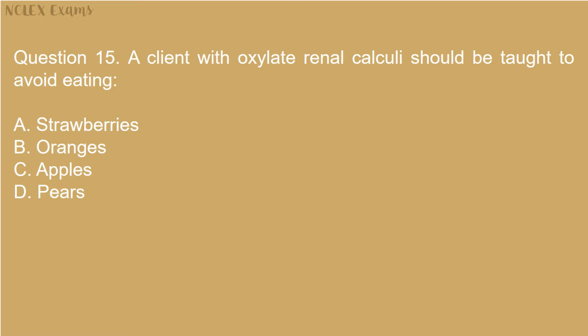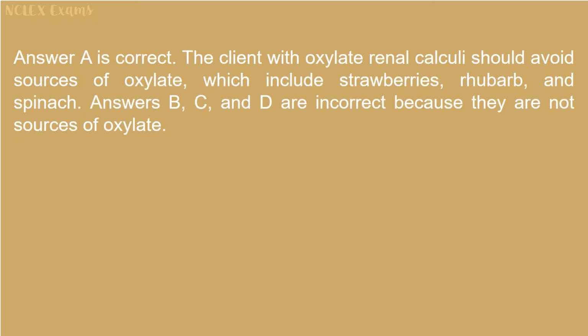Question 15. A client with oxalate renal calculi should be taught to avoid eating A. Strawberries. B. Oranges. C. Apples. D. Pears. Answer A is correct. The client with oxalate renal calculi should avoid sources of oxalate, which include strawberries, rhubarb, and spinach. Answers B, C, and D are incorrect because they are not sources of oxalate.